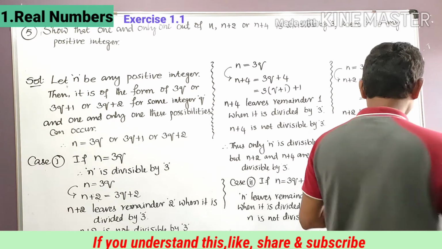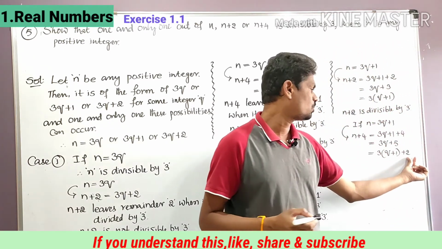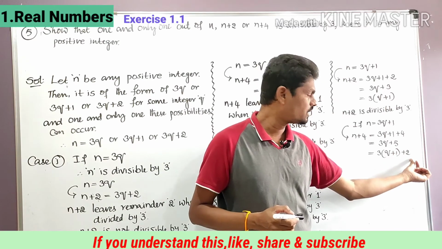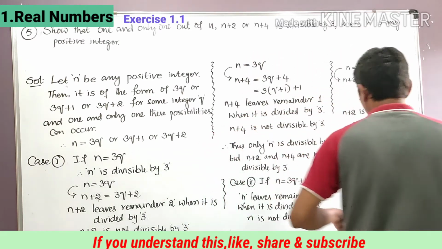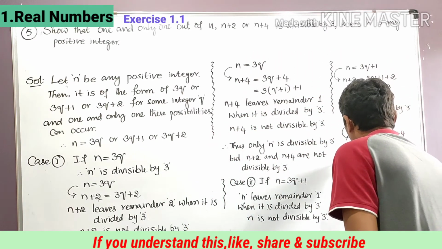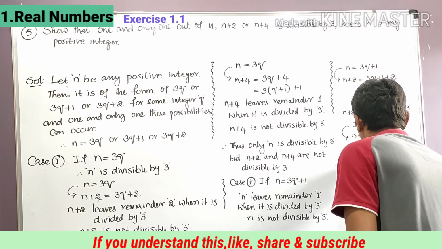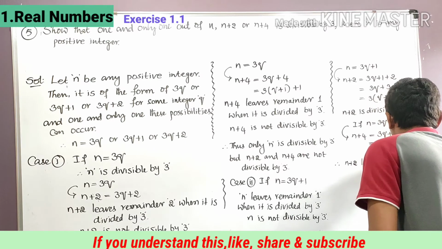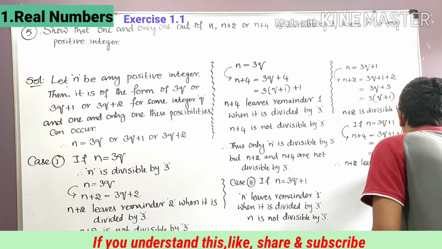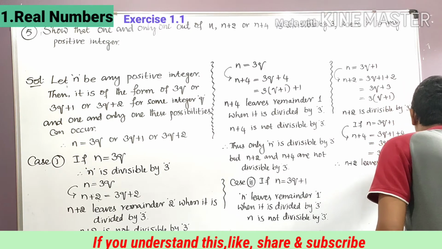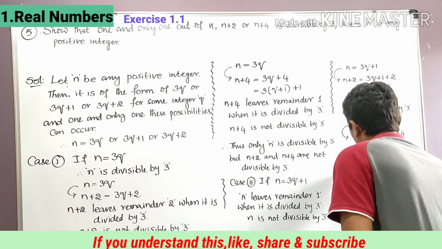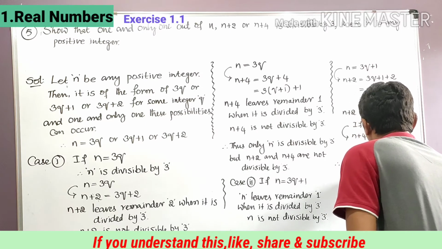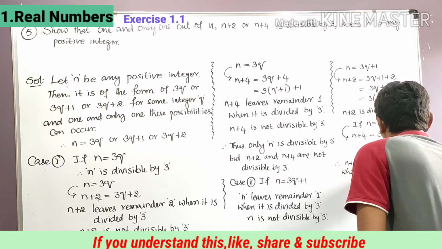So here n plus 4 leaves remainder 2 when it is divided by 3. Therefore we can write, student, n plus 4 leaves remainder 2 when it is divided by 3.